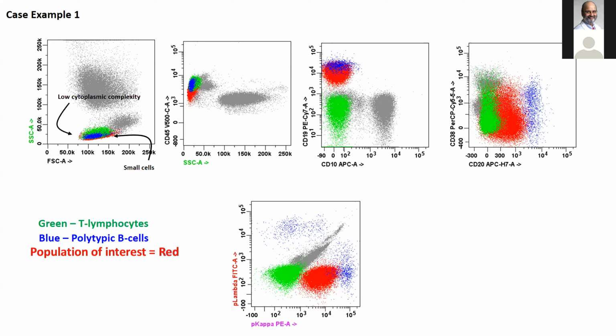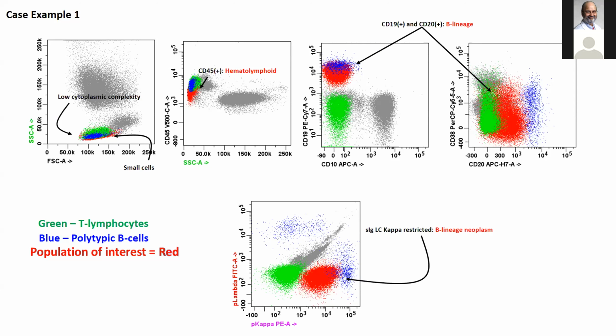They have very low cytoplasmic complexity, so they probably don't have granules or vacuoles in them. They're nicely CD45 positive. Now, CD45 is leukocyte common antigen. We use that to show that a population is hematolymphoid. If a population is positive for CD45, we know that it's hematolymphoid. Hematolymphoid populations can be negative for CD45, though. All right, so we know it's hematolymphoid. We know that it's CD19 and CD20 positive, so it should be B lineage. It's kappa restricted, so we should be dealing with a B lineage neoplasm.